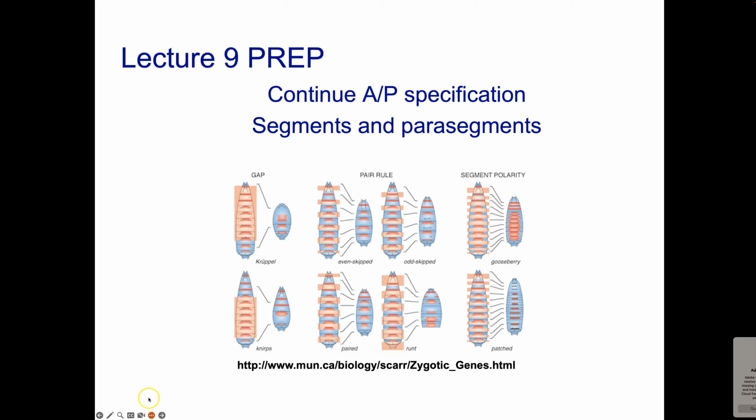This is the preparation for lecture 9. We're still working on flies. We're spending a lot of time on flies because there's a huge amount that's been known about the genetic side, so the different genes that get expressed and how they affect development, because it's a genetic model organism. And so we're going to continue along the same path.